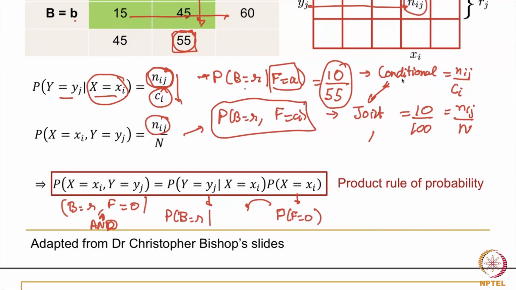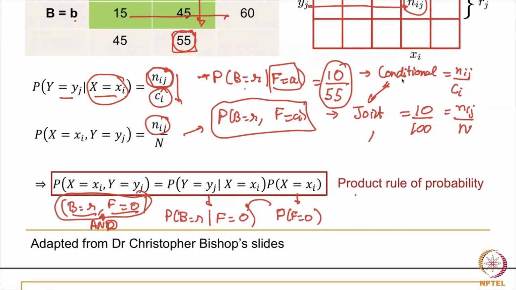What is now the probability that the basket is red given that the fruit is orange? If you multiply the two, you will get the probability that the basket is red and the fruit is an orange. You can also flip this. You can say, okay, I want a red basket and an orange fruit.